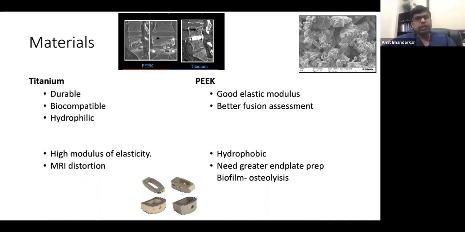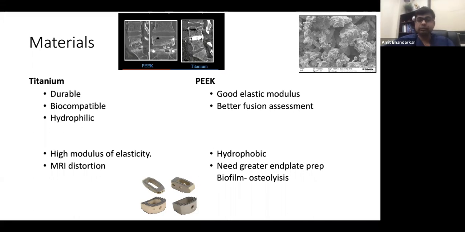So the titanium cages are more durable. They don't break easily. They are biocompatible because they're hydrophilic. And now with the nano texturing of the titanium, the osteointegration is happening at a much higher rate. The titanium does have a high modulus of elasticity, which is sometimes not compatible with the adjoining bone, and it sometimes leads to subsidence. It also causes MRI distortion.